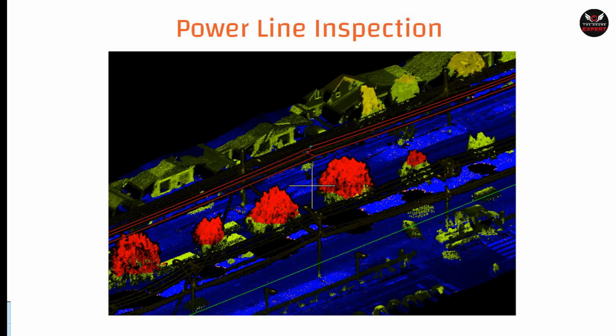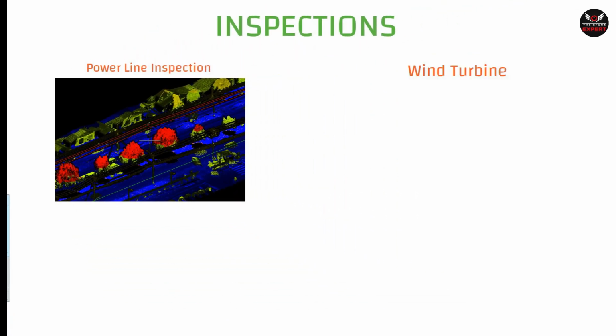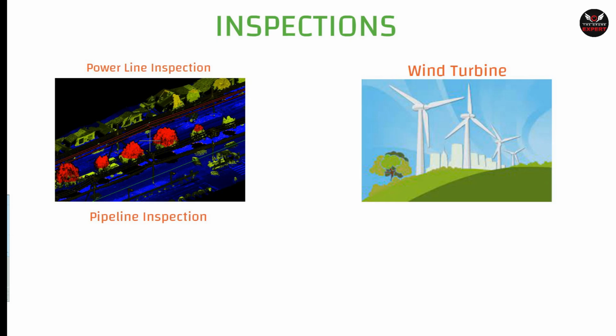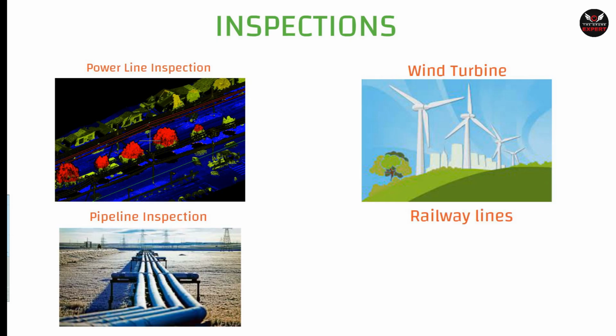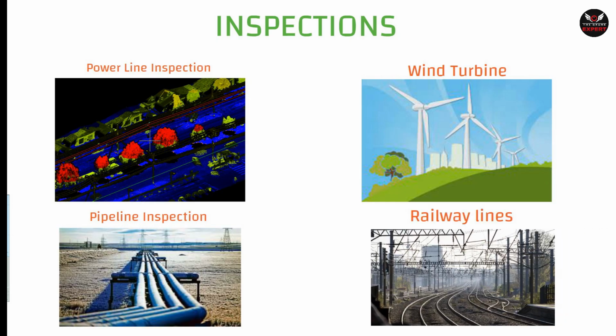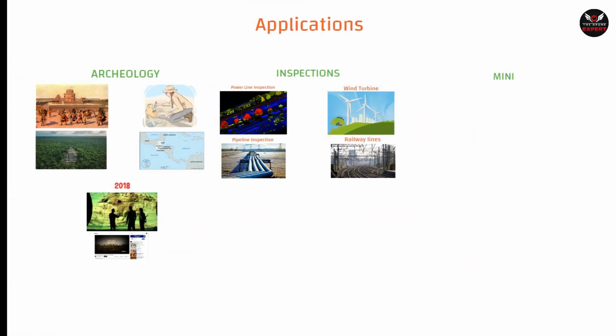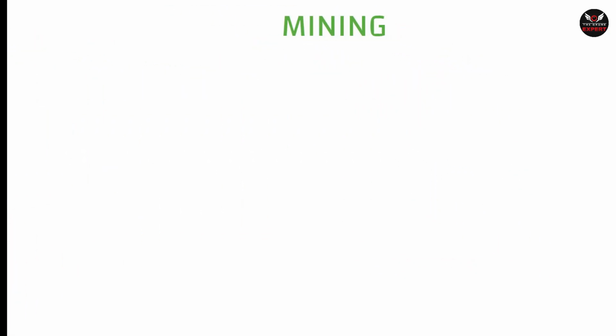Data analysis can be performed and comparison with previous datasets can also be made. Furthermore, LiDAR is extensively used in wind turbine inspection, pipeline inspection, and railway inspection due to its ability to capture detailed 3D models and identify small objects.